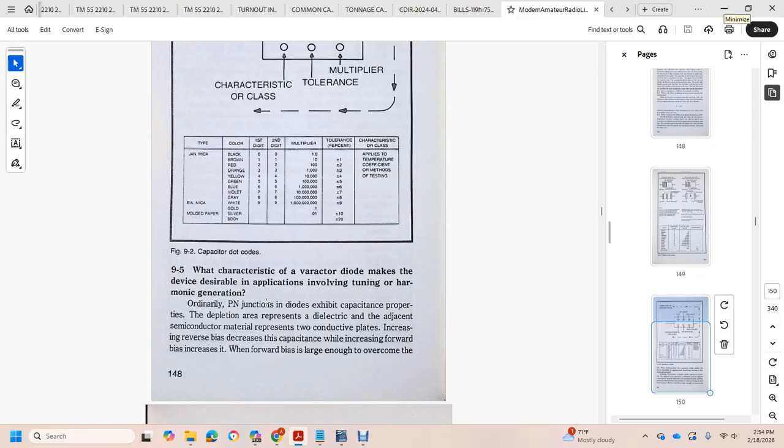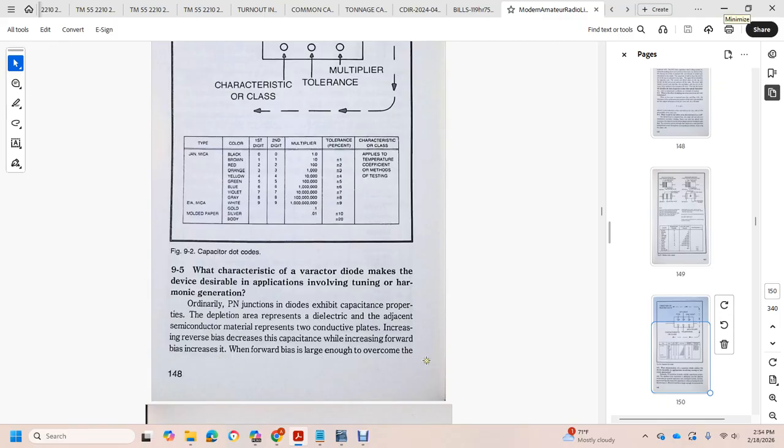The positive and negative junction of the diode exhibits capacitance. The depletion area, representative of the dielectric adjacent to the semiconductor material, which is representative of the conductive plates, increases as the reverse bias increases, and the capacitance decreases. Capacitance increases as the forward bias increases.